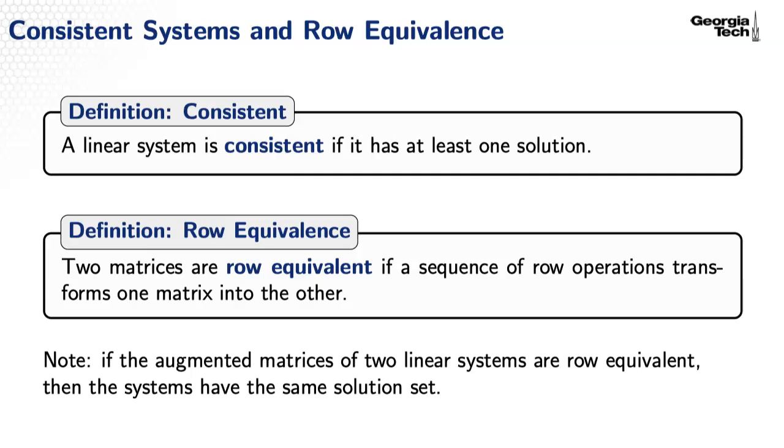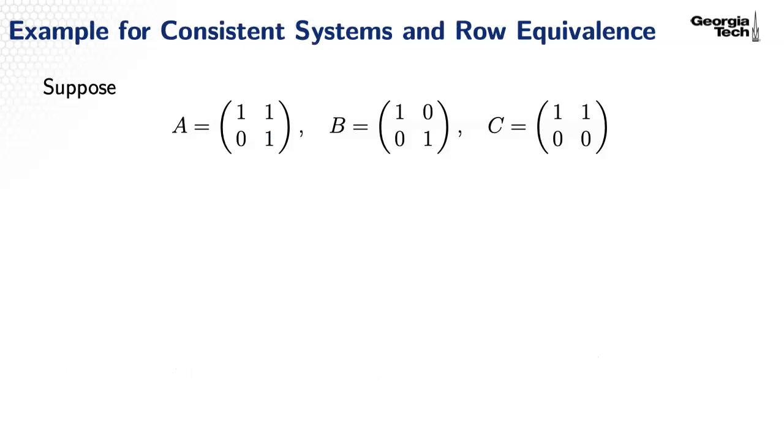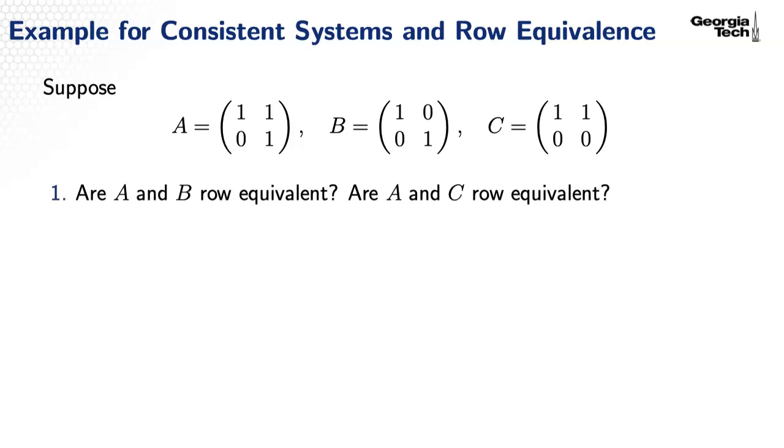So, let's go through a quick example. Suppose I have these three matrices, A, B, and C. And I'm not saying whether or not they are augmented matrices or just matrices. Are matrices A and B row equivalent?